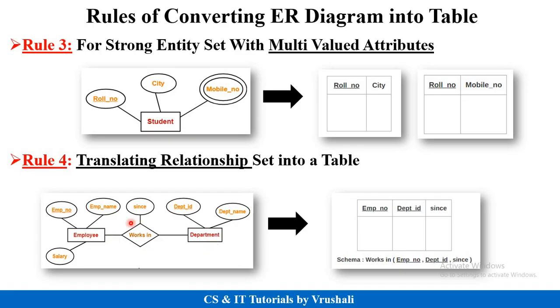Employee works in department. So the works in relationship is converted into a table. For that purpose, they use the primary key of employee, the primary key of department, and their own attribute like since.